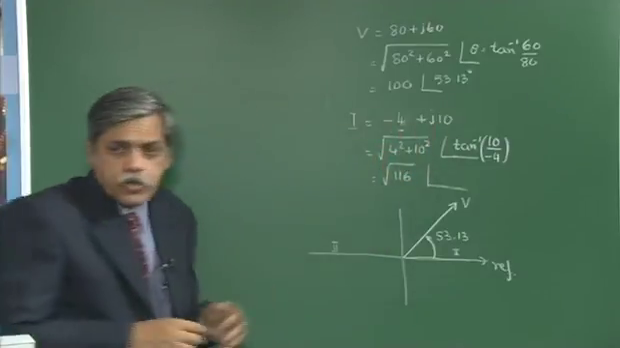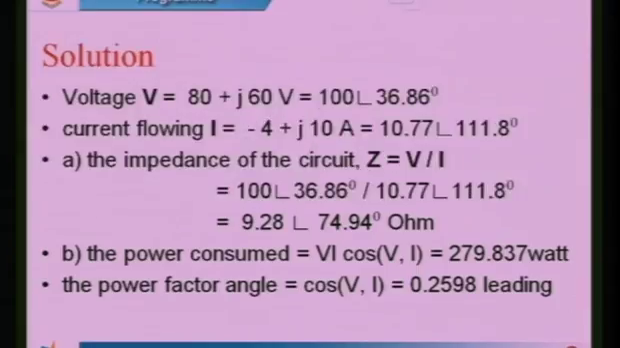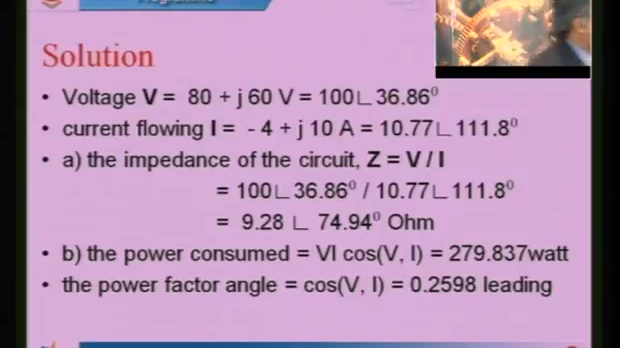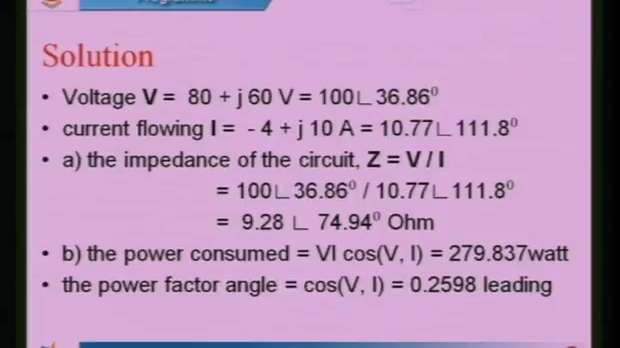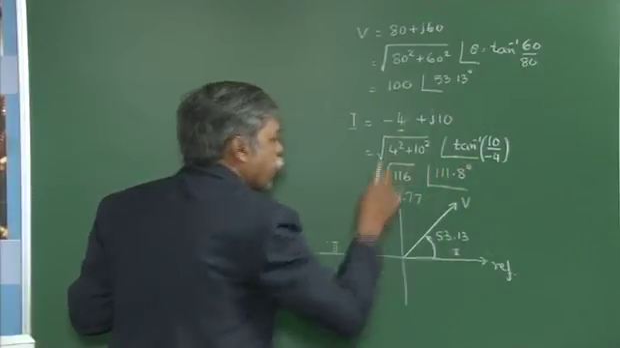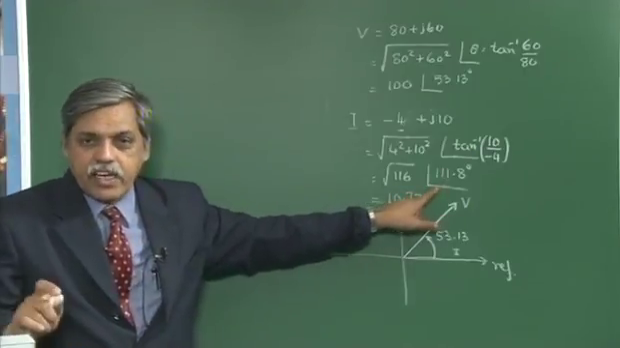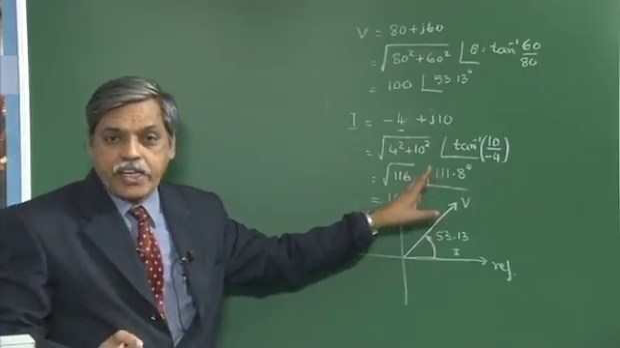If you see the solution on the screen, you can see the current comes to be with a magnitude of 10.77, that is the square root of 116, and the angle is 111.8 degrees. As I told you, this is closer to 90, not exactly 90 degrees, but closer to 90.